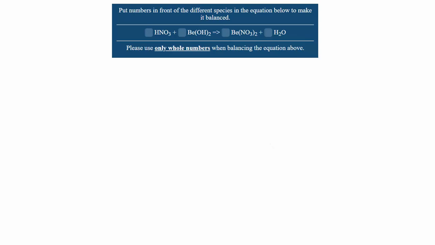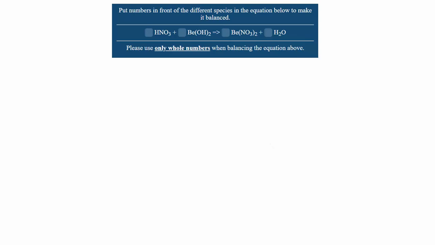Okay, so in this particular case, we've been presented with this equation and we've been asked to balance it and to use only whole numbers in our final answer, basically, right? And what do we have here? It's effectively beryllium hydroxide reacts with an acid to produce more or less a salt plus water.